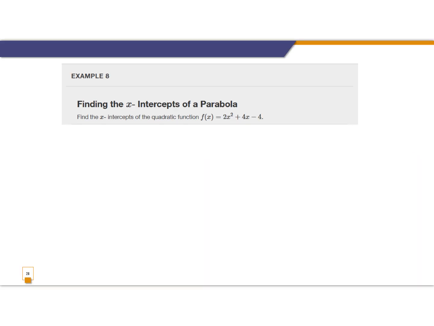Okay, we're on another example, this example 8. Just find the x-intercepts. Yeah, that's all. Not hard at all, right? It's a lot of work. Yeah. So, I don't want to do that.